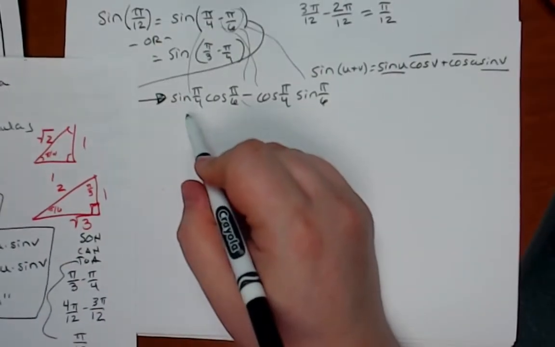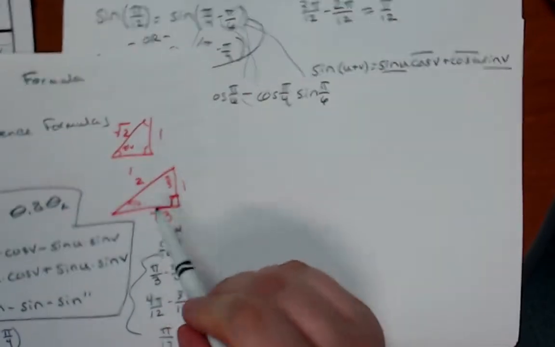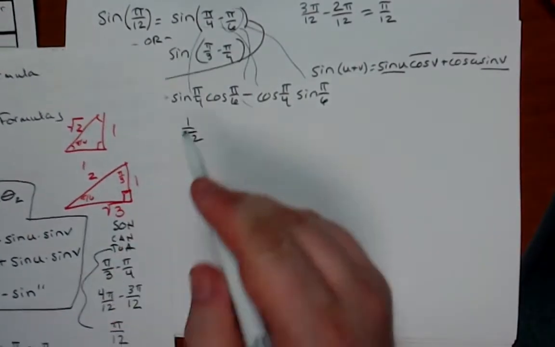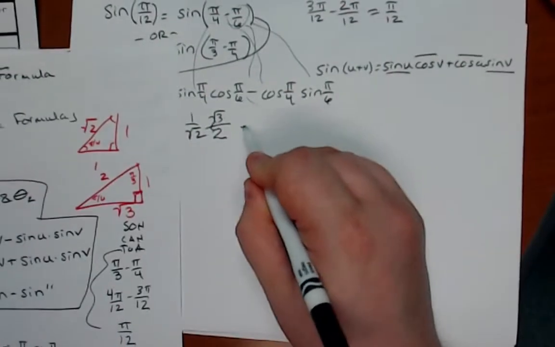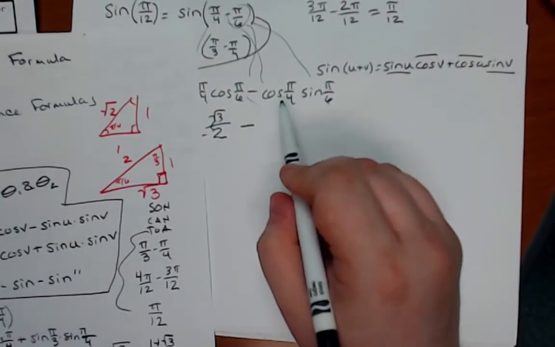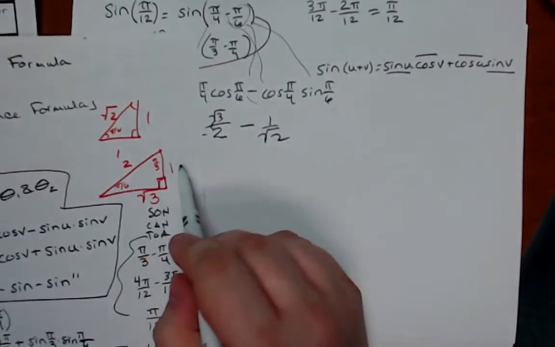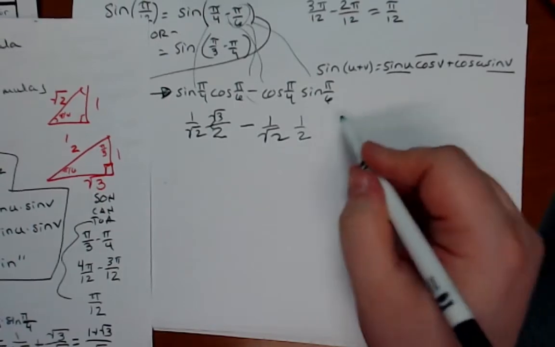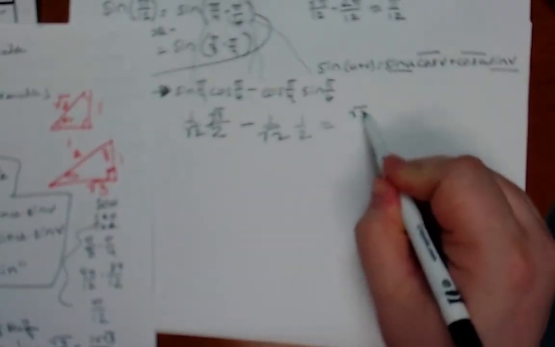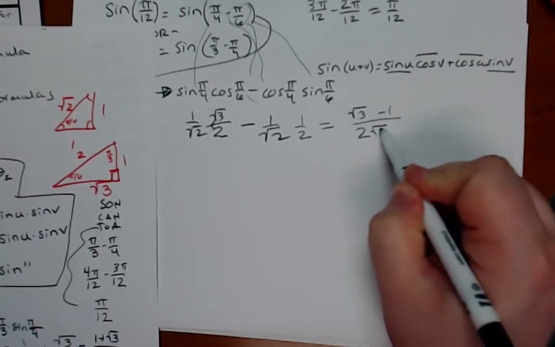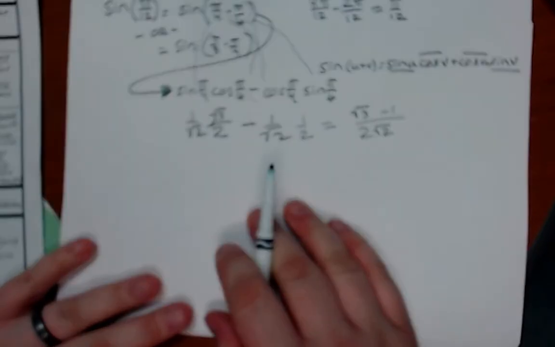Sine of pi over 4, adjacent over hypotenuse, 1 over root 2. Cosine of pi over 6, root 3 over 2. Minus cosine of pi over 4, 1 over root 2. Sine of pi over 6 is 1 over 2. And if we combine like terms, we have root 3 minus 1 over 2 root 2. Not too bad.